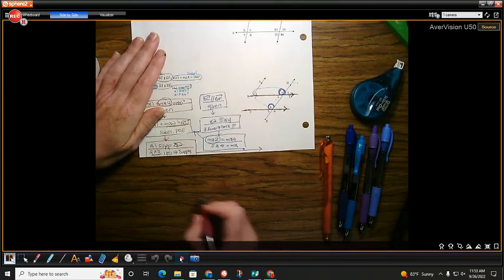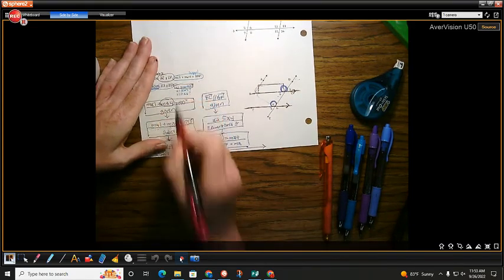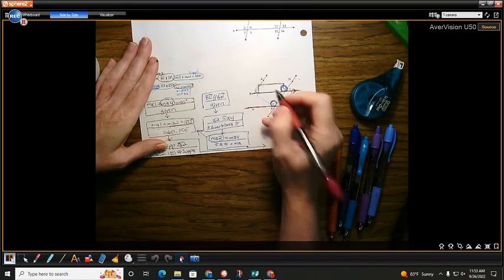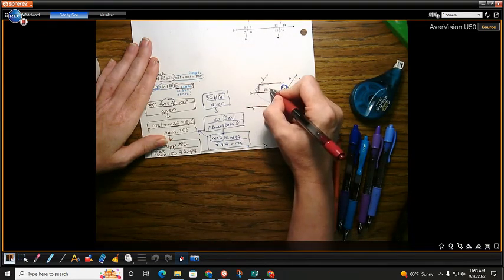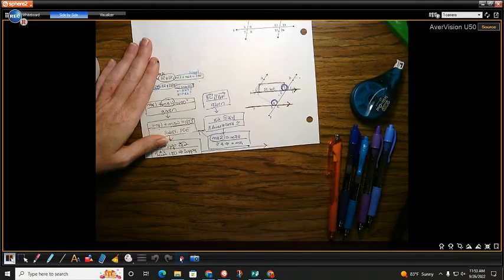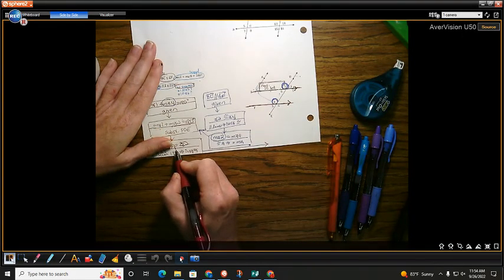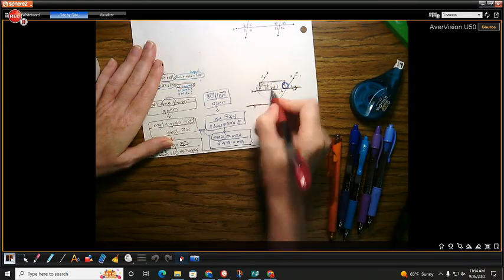And start thinking, what does 1 being supplementary to 2 tell me? Well, how are they related to each other? They're supplementary. No, the angles. I know they're supplementary. How else are 1 and 2 related? They're same side interior, or consecutive interior. So if I have consecutive interior angles, and I know they're supplementary, what happens when you combine those two? You don't make nitroglycerin. It doesn't become a unicorn. What happens when you combine same side interior angles and the fact that they're supplementary?